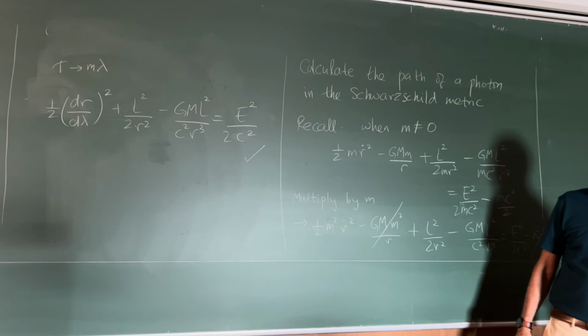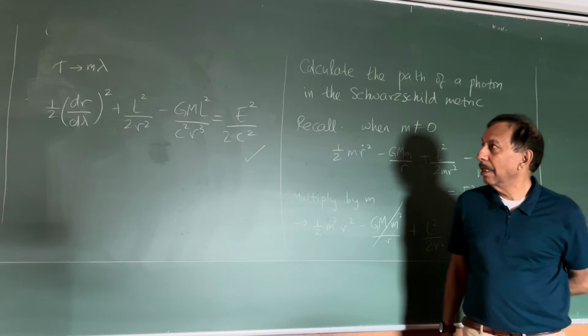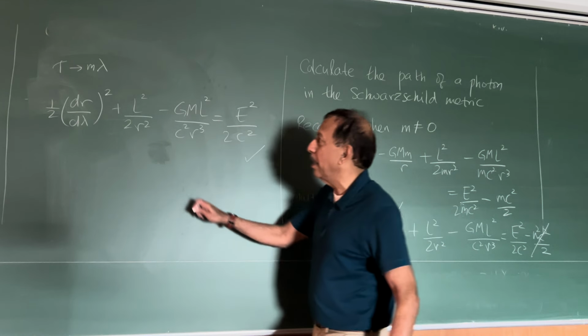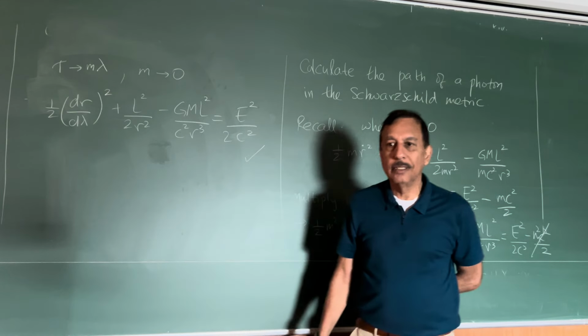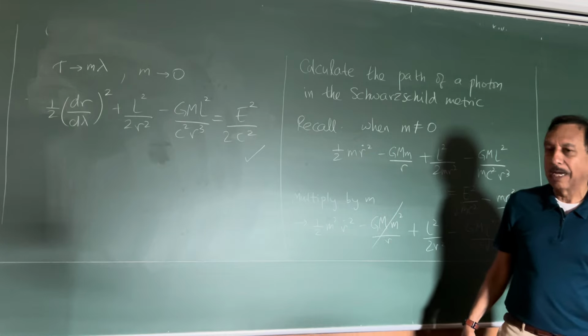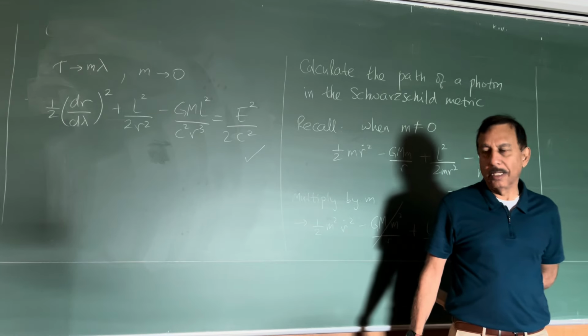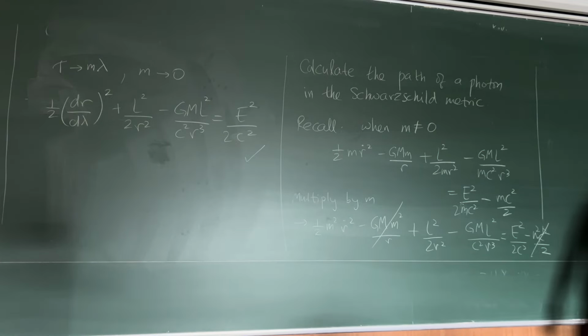Okay, yes? So tau is 0 for light. Yes, exactly. But m is also 0. So I'm going to take tau, replace tau by m lambda, and then send m to 0 afterwards. It's reasonable, so tau is actually going to 0 as desired, but lambda does not have to go to 0. Okay. So that's the light equation, and now we just have to solve it and find trajectories.